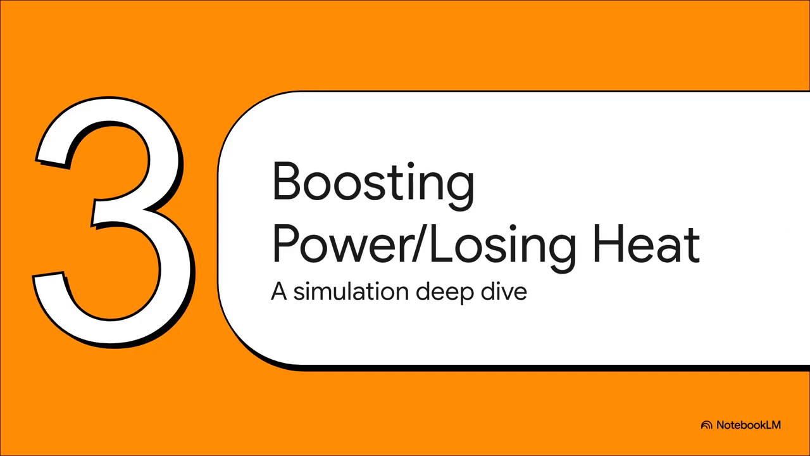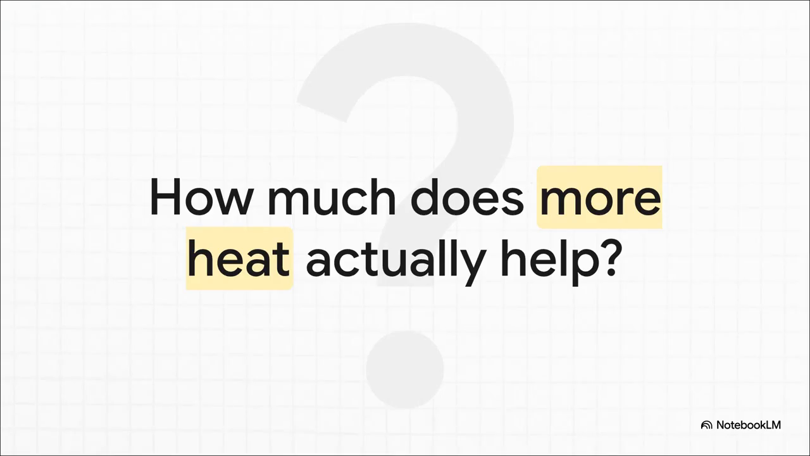Section 3, boosting power, losing heat. Okay, so that's the theory, right? But how does this actually perform in the real world? Well, let's dive into a deep computer simulation from the research to really see what we're working with here. So, the first big question they wanted to answer was pretty simple. What happens if we just make the hot side, well, hotter? They kept the cold side at a steady 300 Kelvin, which is basically room temperature, and just cranked up the heat on the other side.